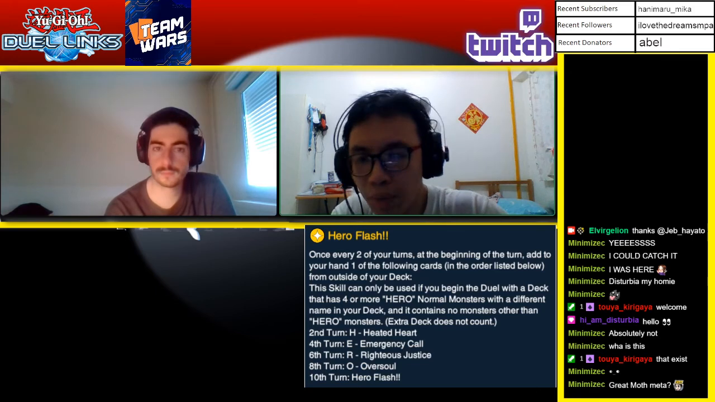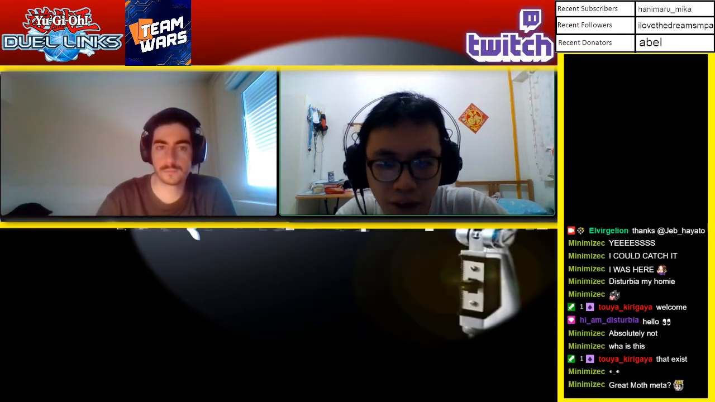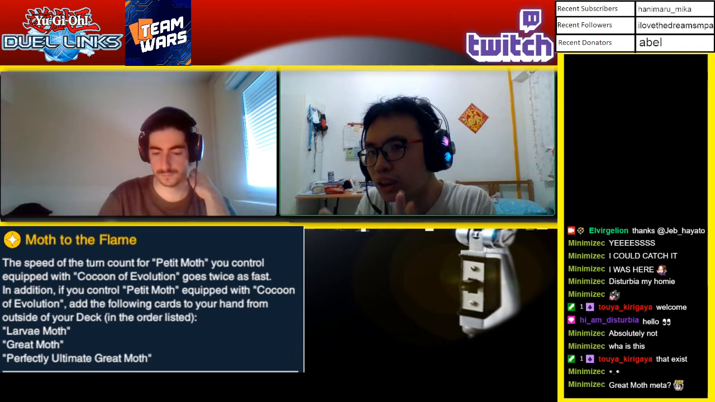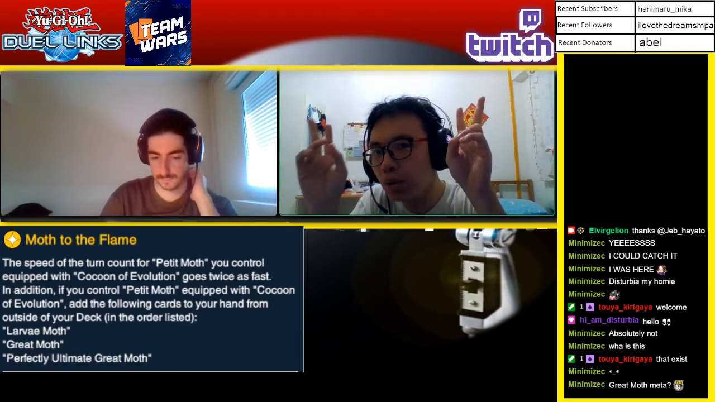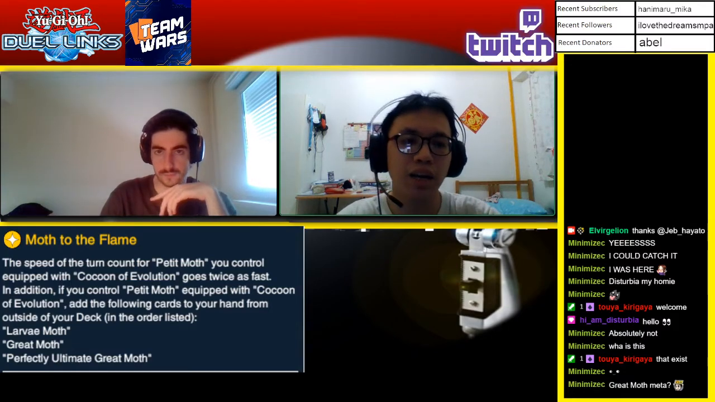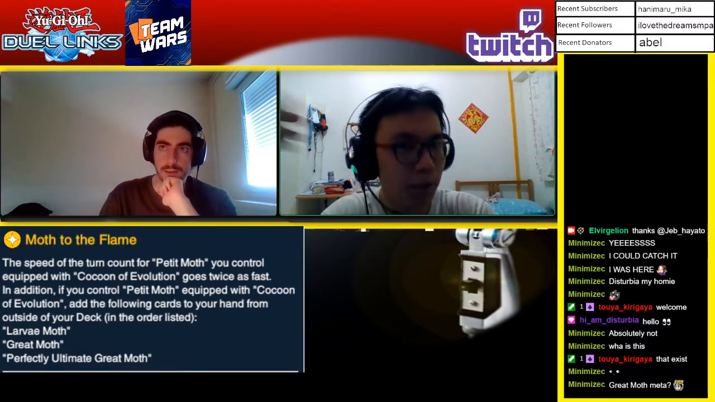So the problem is the Moth to the Flame skill does have these similar functions where another card can be added to the hand. So why wasn't this skill abused like Hero Flash? Is there a reason or is there a rationale behind it? They both add cards, I think.